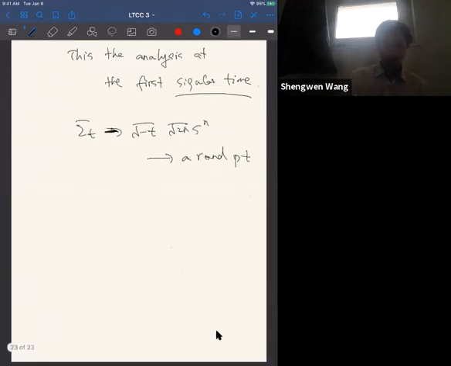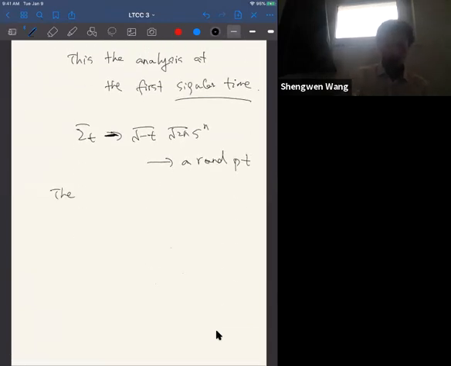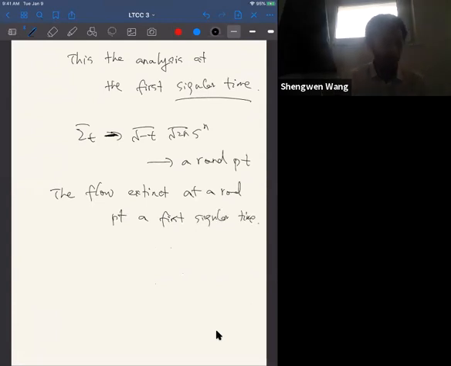Okay. Okay. So that's the description of evolving convex hypersurfaces. Any questions or confusions?